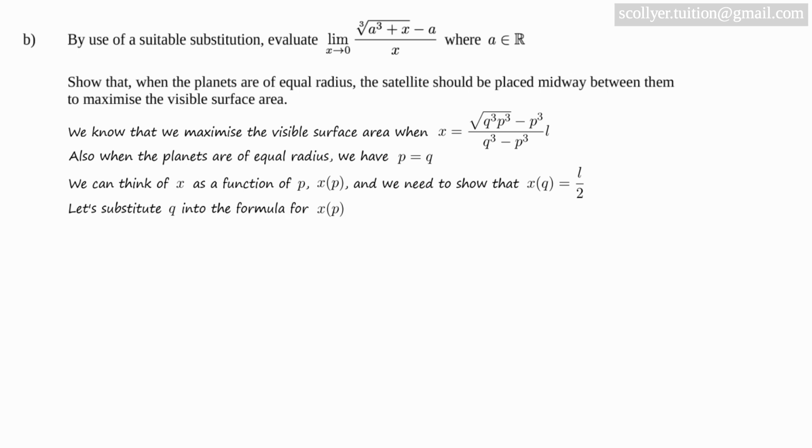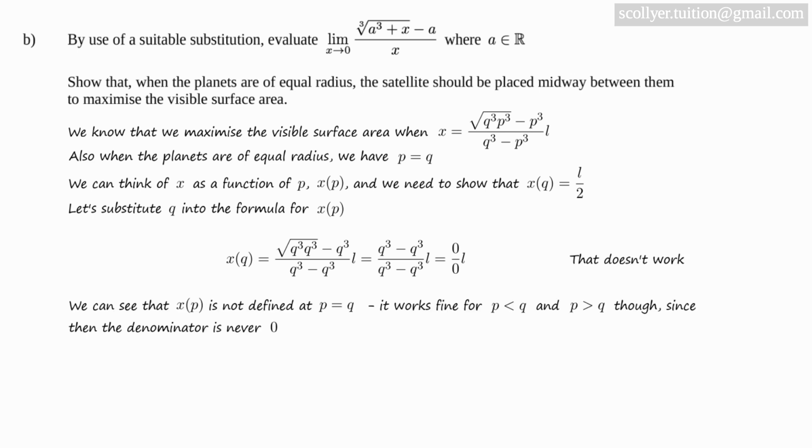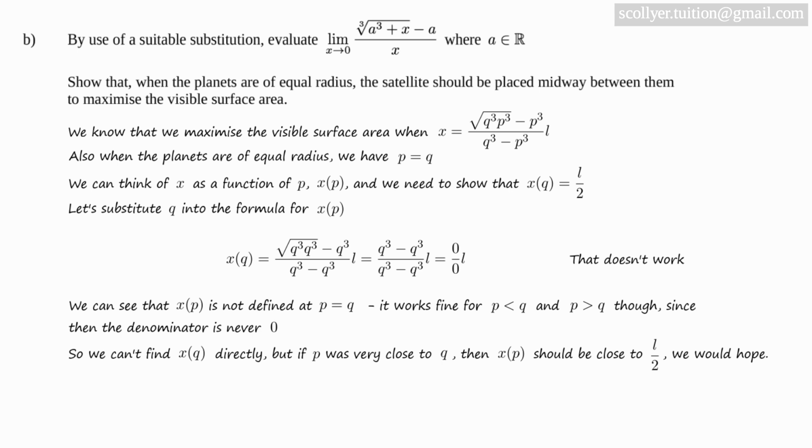So it seems that we merely need to substitute q into the formula for x of p. But if we do so, we immediately see that we get an undefined result, 0 over 0 times L. So that doesn't work. So x of p is not defined when p equals q. It is defined, however, when p is less than q and p is greater than q, because in those cases the denominator is never 0.